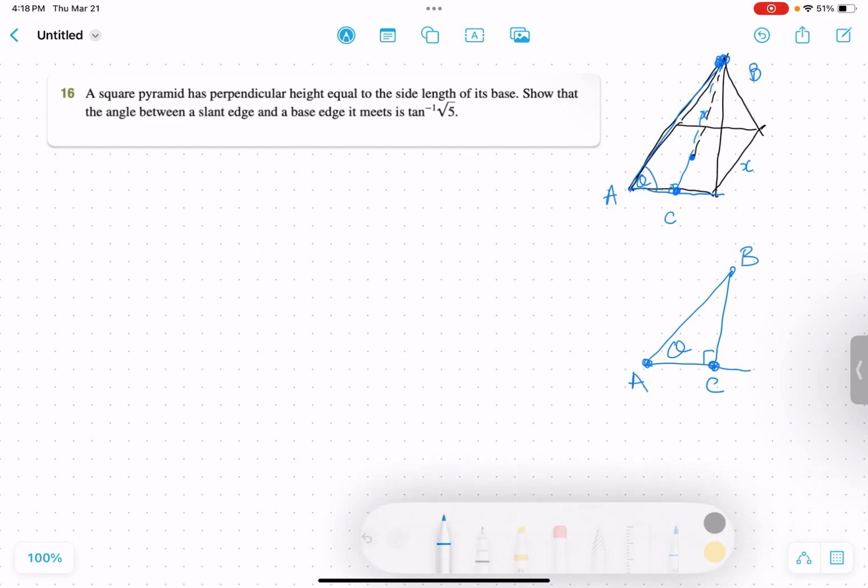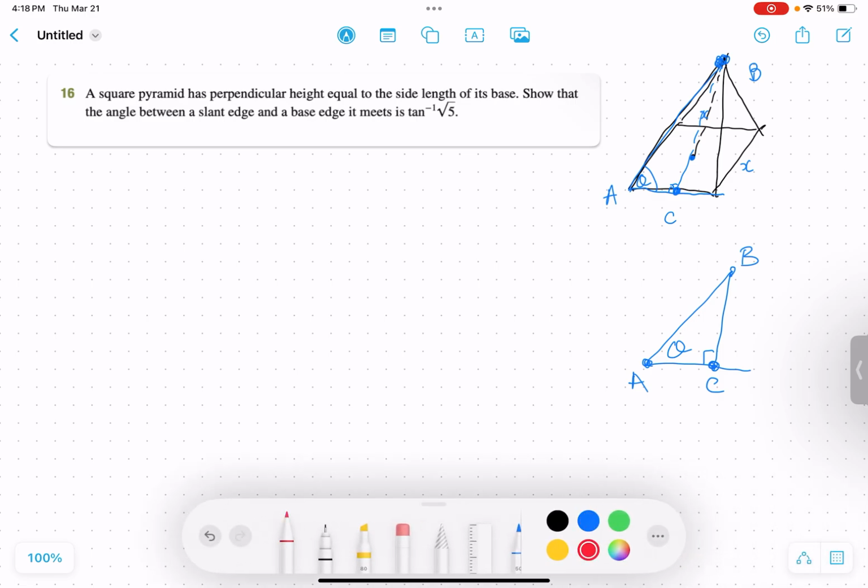But of course, in order to find that, we need to, and we know, for example, that side length here is x. So this must be half x. Let's make that x on 2. And we know, what else do we know? We know that, okay, we don't know BC.